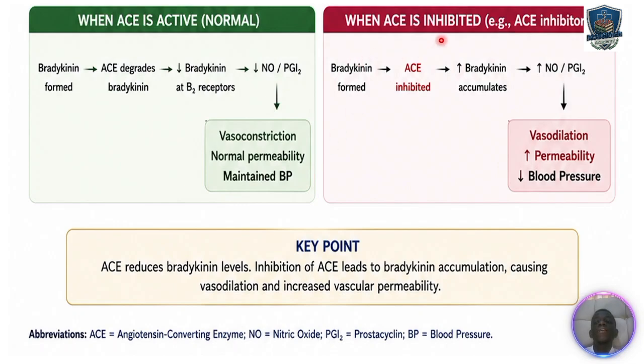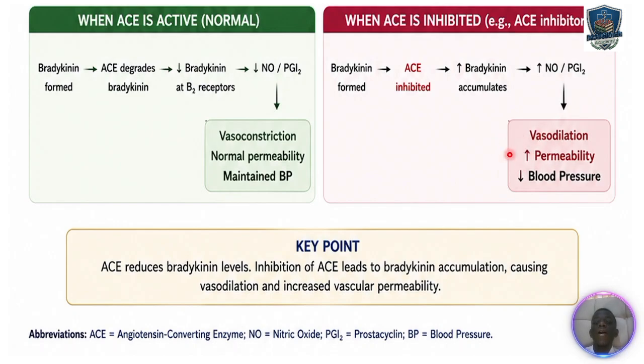Now, the other side is how this happens when you're using drugs that inhibit this enzyme. When you inhibit ACE, there will be an increased level of bradykinin. The bradykinin will accumulate, which means there will be an increased level of nitric oxide and prostacyclins. When this happens, there will be vasodilation, increased permeability, and decreased blood pressure. I want to focus more on permeability and vasodilation here.